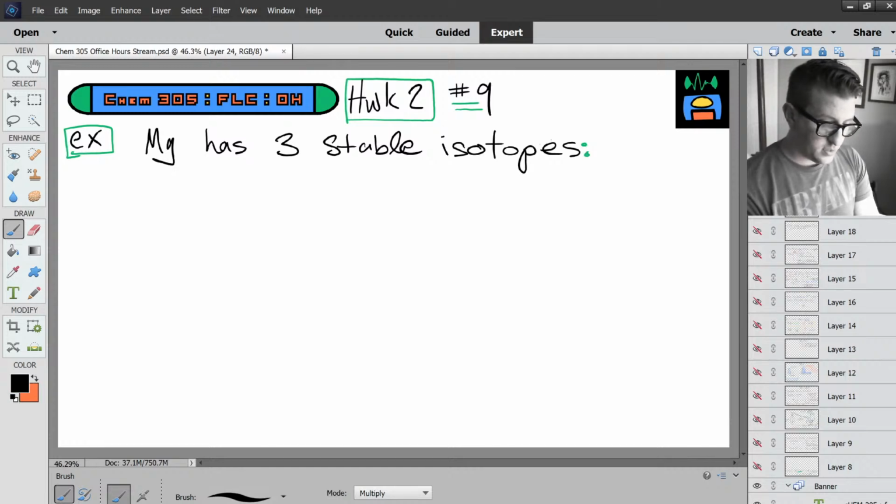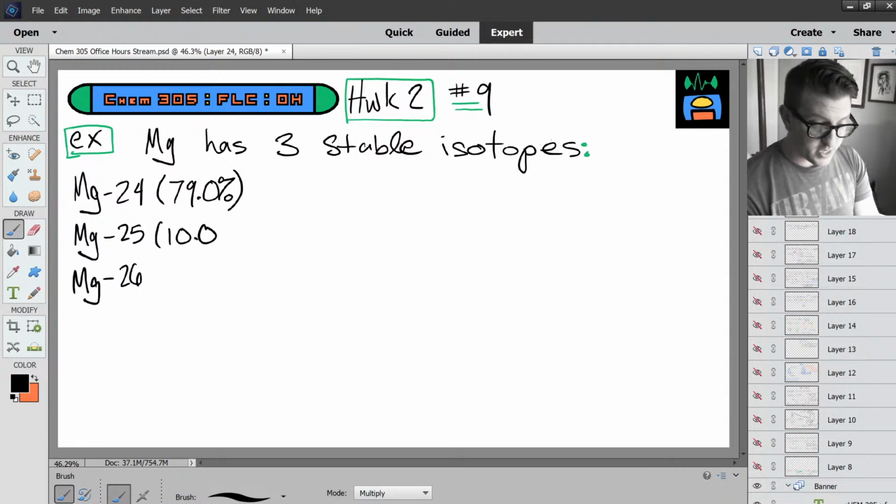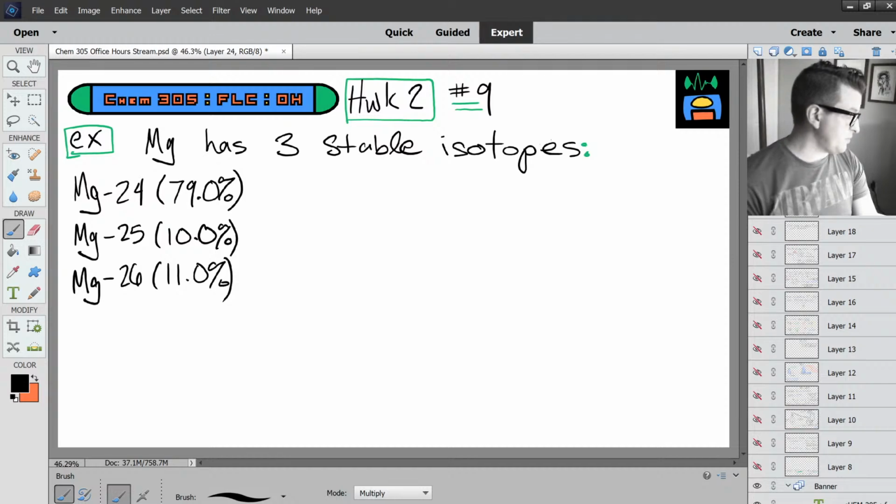First, there is magnesium 24, magnesium 25, and magnesium 26. Magnesium 24 has a percent abundance of 79%. Magnesium 25 has a percent abundance of 10.0, and then magnesium 26 has a percent abundance of 11.0.